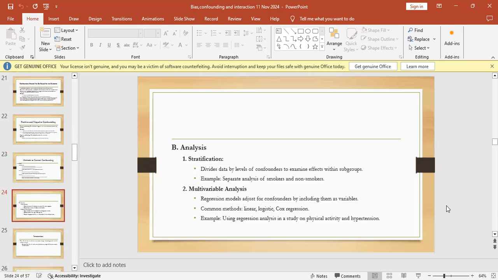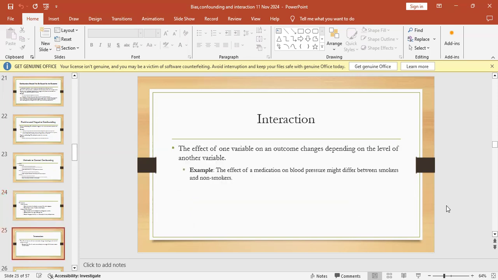Coming towards the other method of controlling confounding, that is at the level of analysis. First is stratification. It divides data by levels of confounders to examine effects within subgroups. For example, separate analysis of smokers and non-smokers. Then there is multivariate analysis. Regression models adjust for confounders by including them as variables. Common methods include linear regression, logistic regression, and Cox regression. Examples include using regression analysis in the study of physical activity and hypertension.